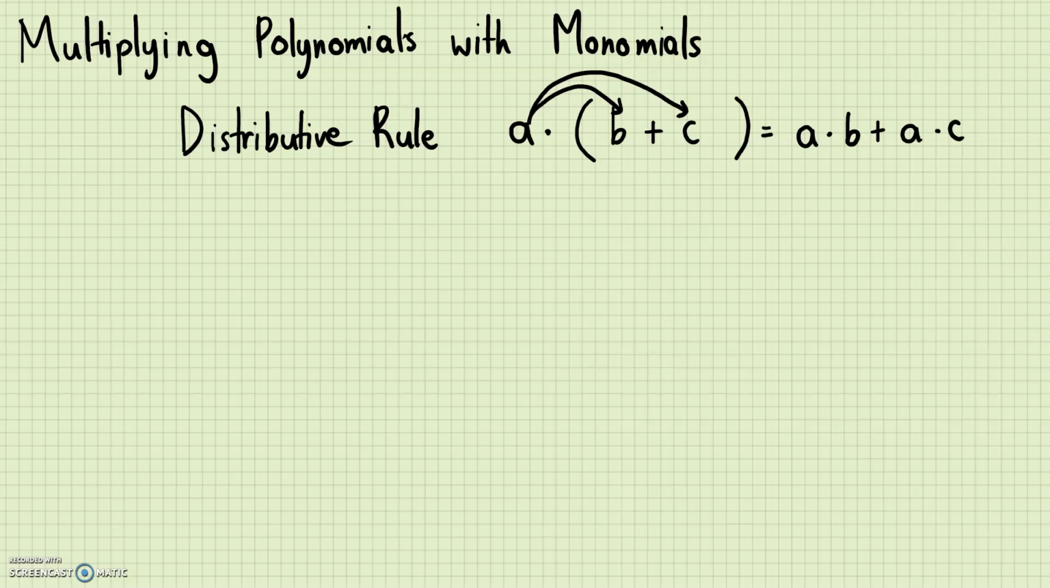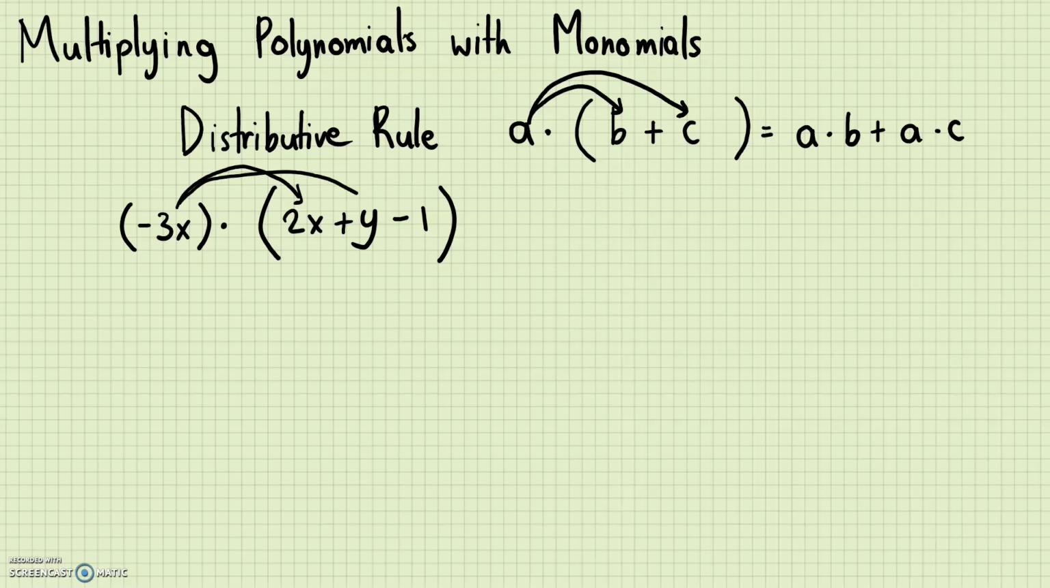Okay, so how can you use the distributive rule when multiplying polynomials or monomials with polynomials? So let's try an example here. Let's say we have the monomial negative 3x times the polynomial 2x plus y minus 1. Okay, and to do this problem, you'll need to distribute the negative 3x to each of the terms inside the parentheses, like this.